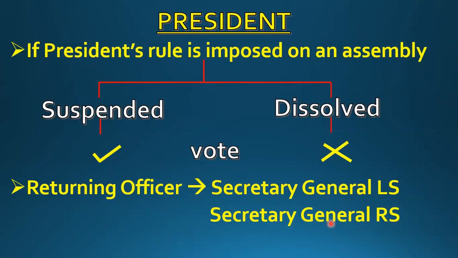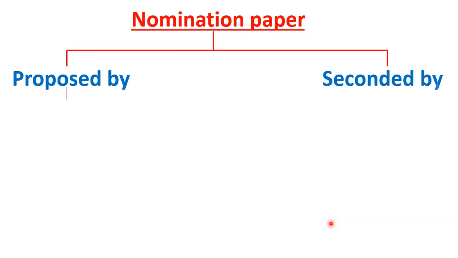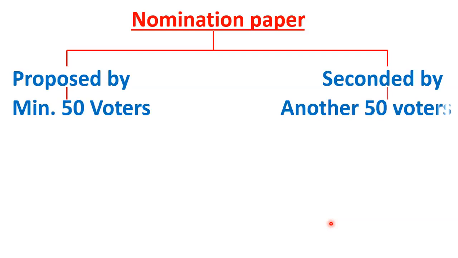Now friends, then the question arises about the nomination paper. Okay, so now we will discuss the nomination paper of the president. So friends, first of all, the nomination paper of the president must be proposed by a minimum of 50 voters. Means when the candidate who wants to become the president submits his nomination paper to the returning officer, his nomination paper must be proposed by a minimum of 50 voters.